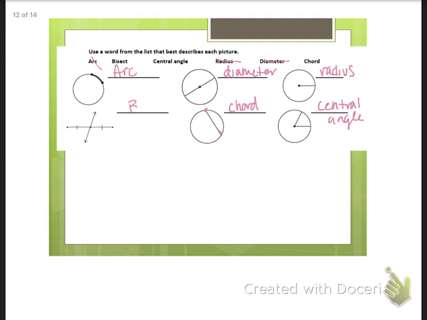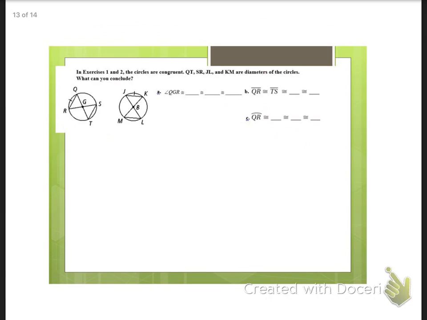So the last one I have left is bisect. Remember, bisects cut things in half and make congruent left and right sides. Okay, then you have a bunch of words that basically describe everything that we're going to do in this picture here. So we're just going to match things.